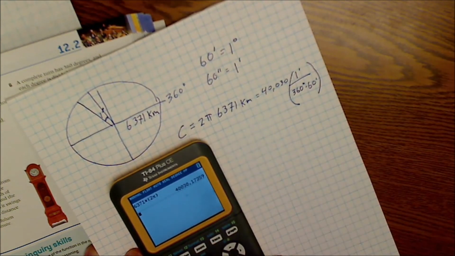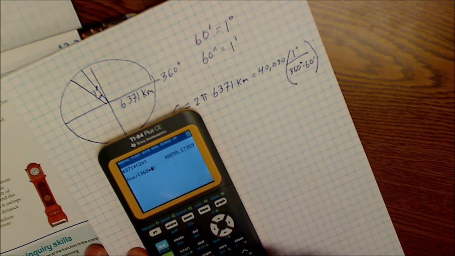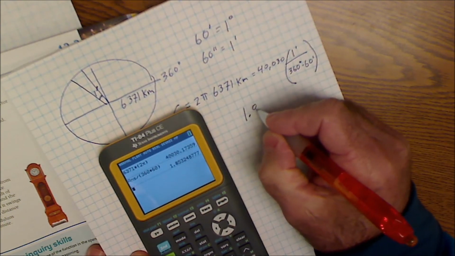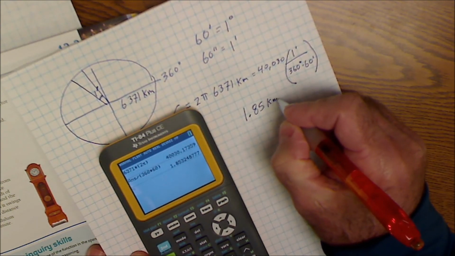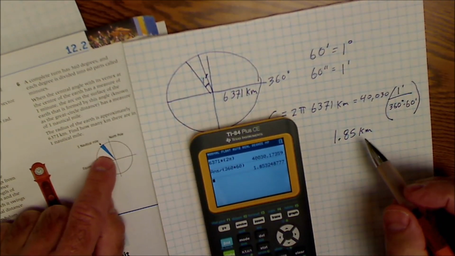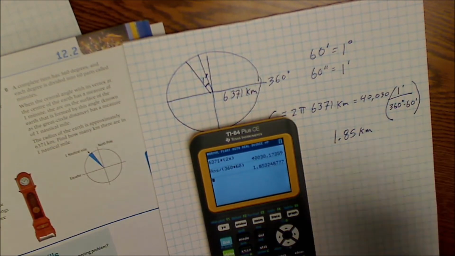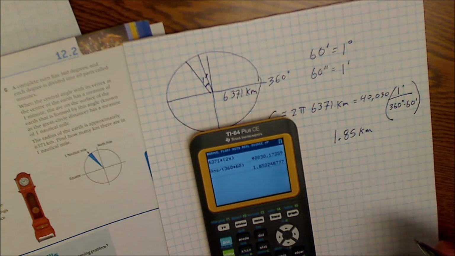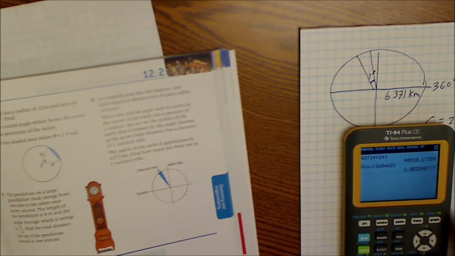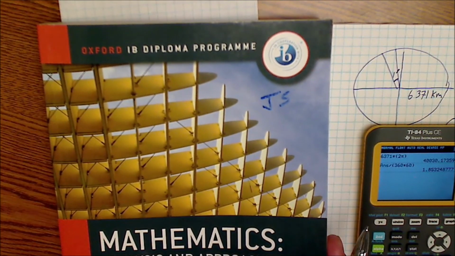So I can take that circumference and divide it by 360 times 60. And it gives me 1.85. And that's going to be kilometers. So a nautical mile is 1.85 kilometers, or it's the equivalent of 1 minute of the circumference of the Earth, which is whatever 360 times 60 is. Okay, so that's section 12A and 12B in our IB math book for Math SL.